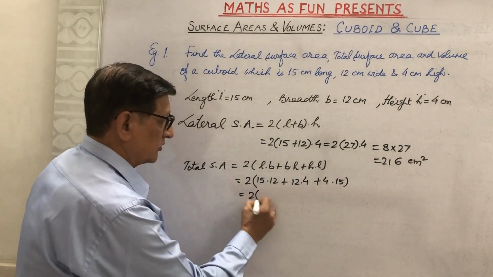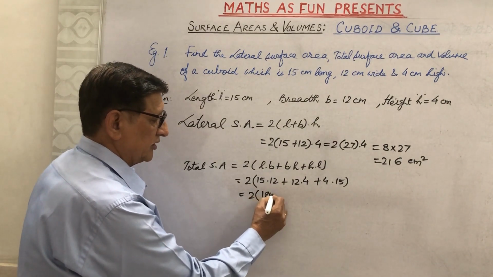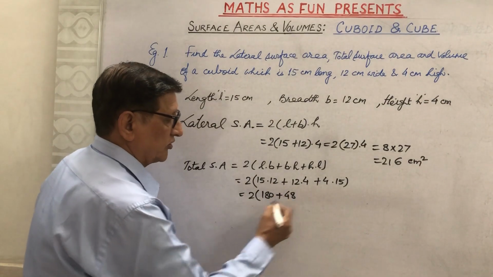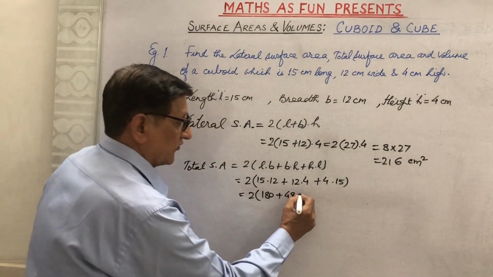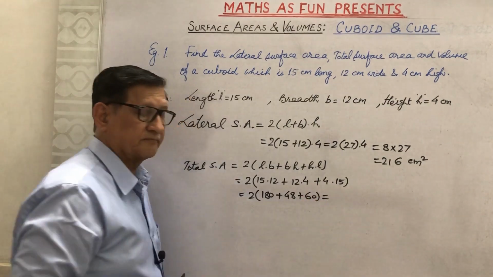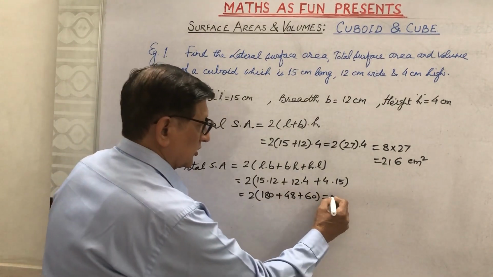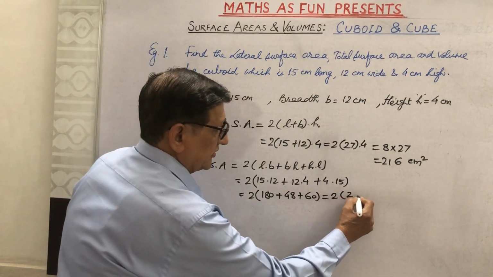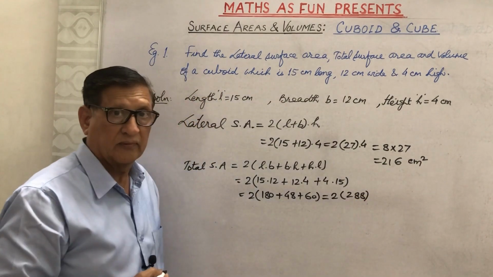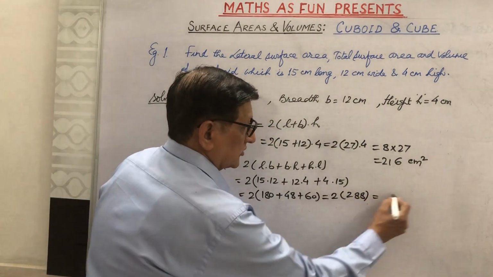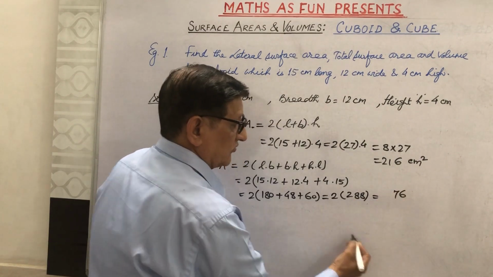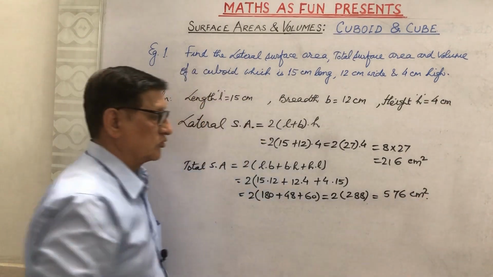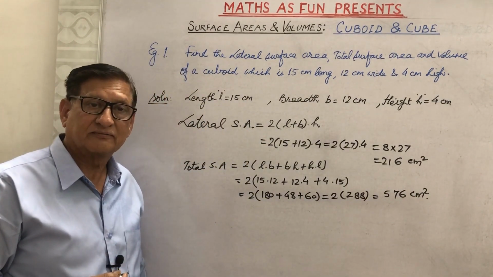This is equal to 2 into 15 into 12, 180, plus 12 into 4, 48, plus 15 into 4, 60. This is 2 into (180 plus 48, 228, plus 60), 288. And this comes as 2 eights are 16, 7 and 1, 5. 576 centimeter square is the total surface area.